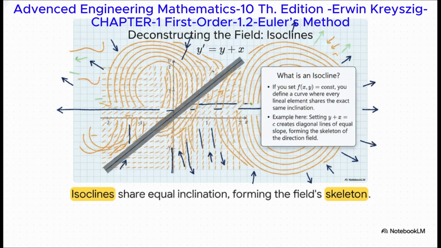If you set the function equal to a constant value, you define a curve where every single slope element has the exact same inclination. It's like finding the hidden skeleton of your vector field. For those of us in electrical engineering, analyzing this kind of visual map is exactly how we evaluate the global stability of complex power grids without having to crunch every single voltage state.